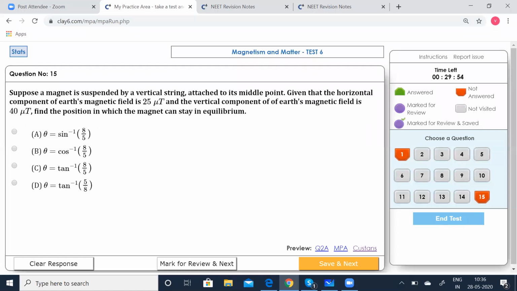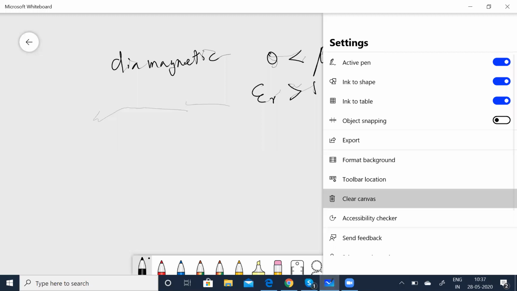Suppose a magnet is suspended by a vertical string attached to its middle point. Given that the horizontal component of the Earth's magnetic field is 25 microtesla and the vertical component of the Earth's magnetic field is 40 microtesla, find the position in which the magnet can stay in equilibrium. Even though it seems complicated, it's a very easy question.